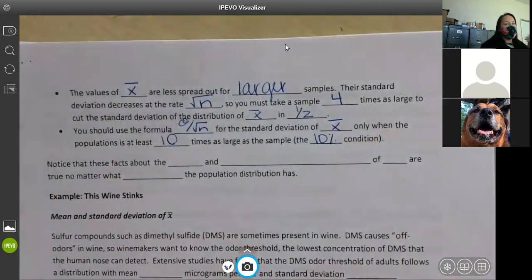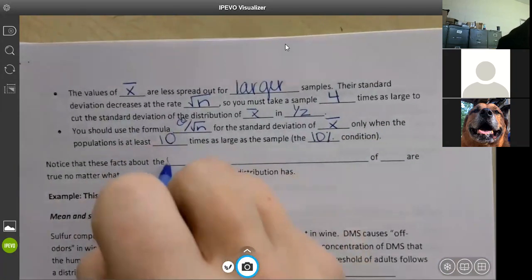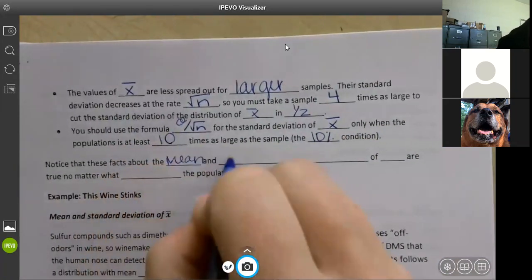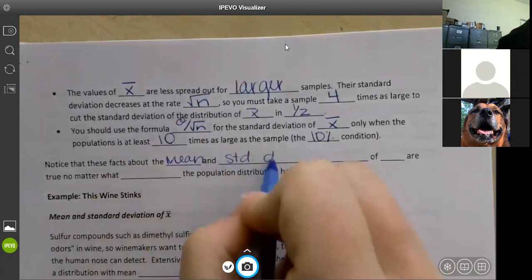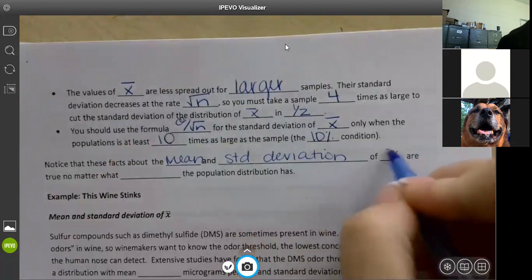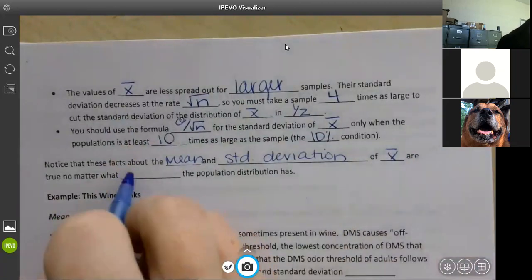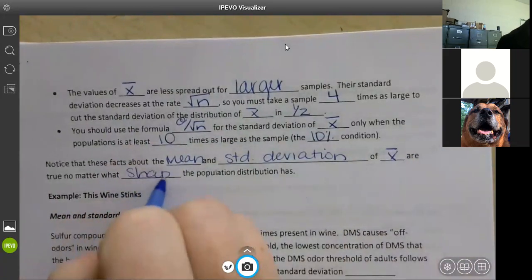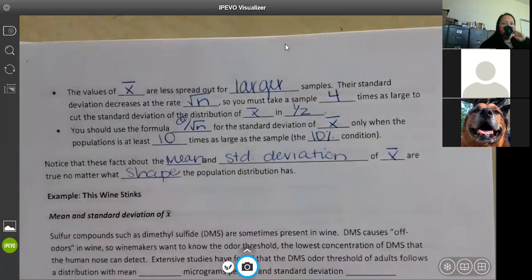This is just giving you some background. Notice that these facts about the mean and standard deviation of X bar are true no matter what shape the population is. So we don't care what shape it is, you still have to do that.